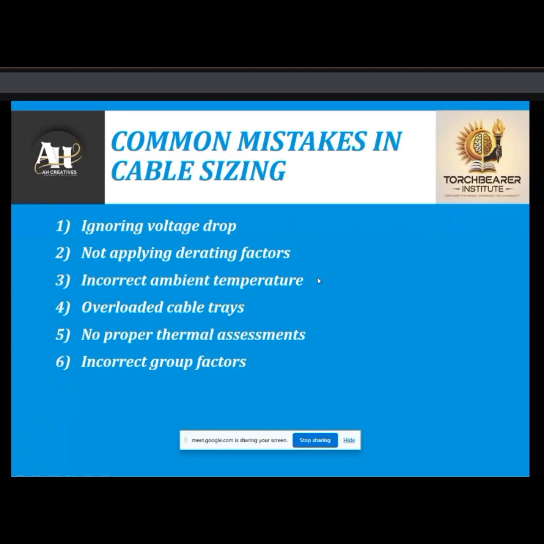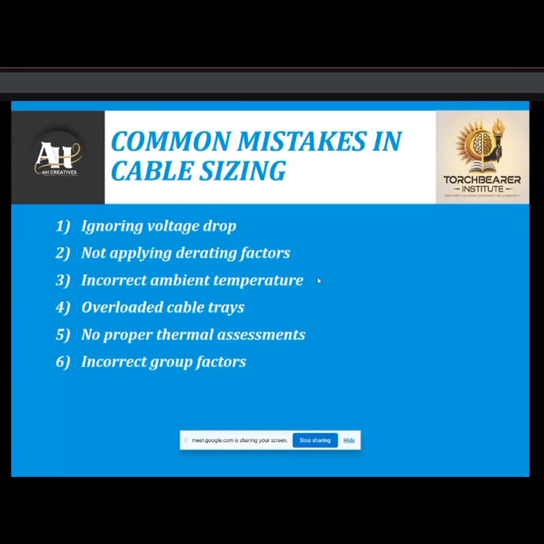Then we move on to the next slide, which is the common mistakes we make while sizing the cables. The first is ignoring the voltage drops. I have already discussed the voltage drops with all of you, and if we ignore the voltage drop, it will impact our performance ratio.